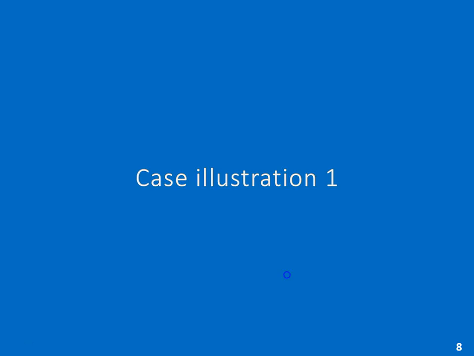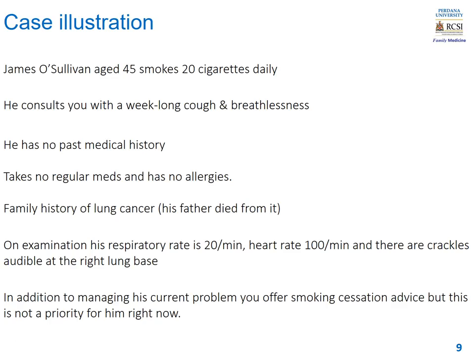Let's look at a case. James O'Sullivan is a 45-year-old smoker who consults you as his GP with a 1-week history of cough and breathlessness. He has no significant past history, he doesn't take any regular medications, and he has no known allergies. His father died of lung cancer. On examination, there's nothing remarkable, and you confirm a diagnosis of a chest infection and offer treatment for this. In addition, you also offer smoking cessation advice. But at this point, Mr.